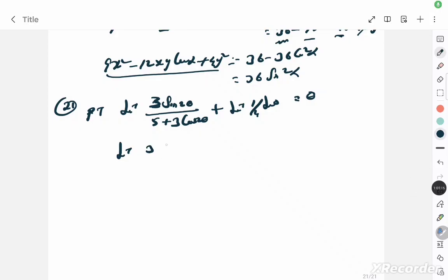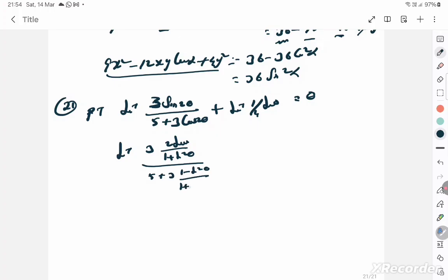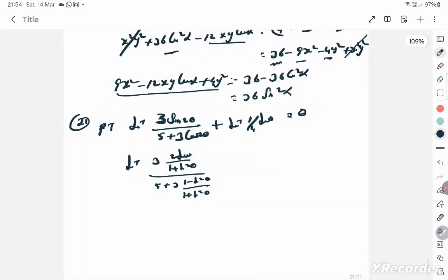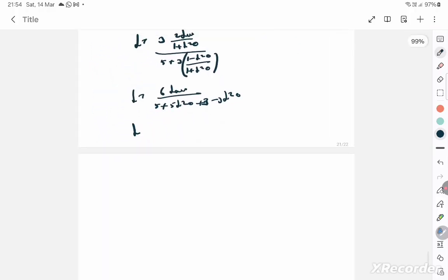The moment I see this, I can write sine 2 theta as 2 tan theta by 1 plus tan square theta. That's my thought. By 5 plus 3 into 1 minus tan square theta by 1 plus tan square theta. So when I solve this, it will be tan inverse of 6 tan theta by 1 plus tan square theta will be the denominator. So it will be 5 plus 5 tan square theta plus 3 minus 3 tan square theta. 5 plus 3 is actually an 8.